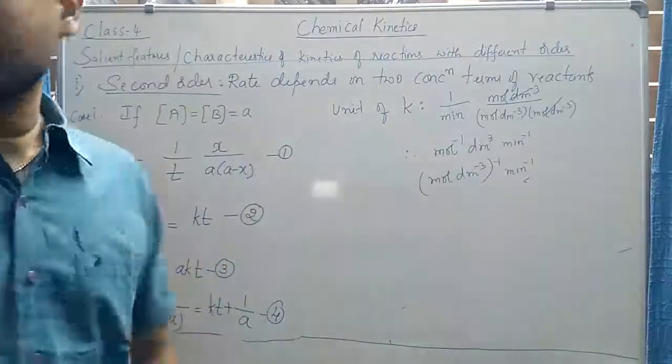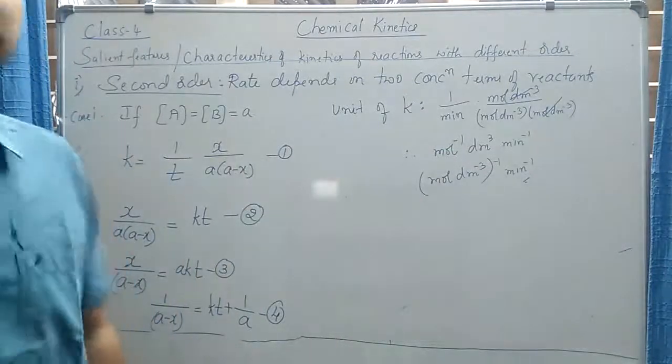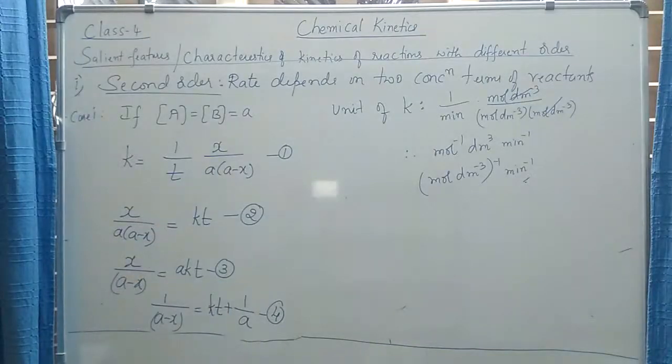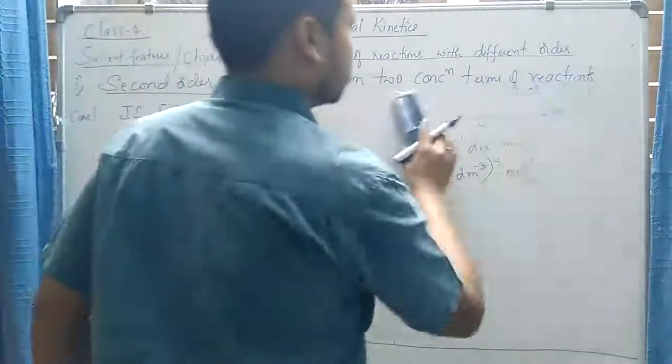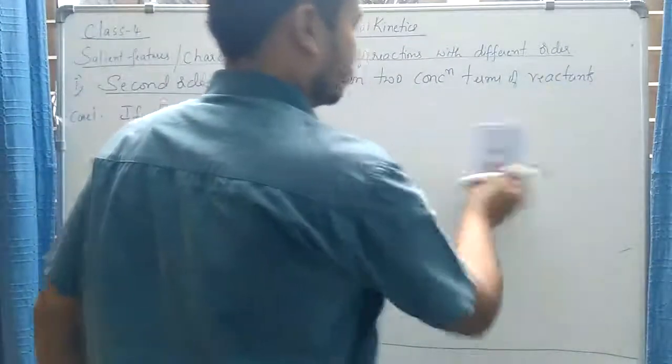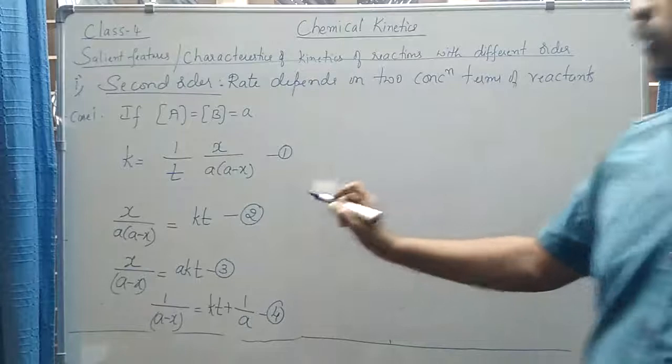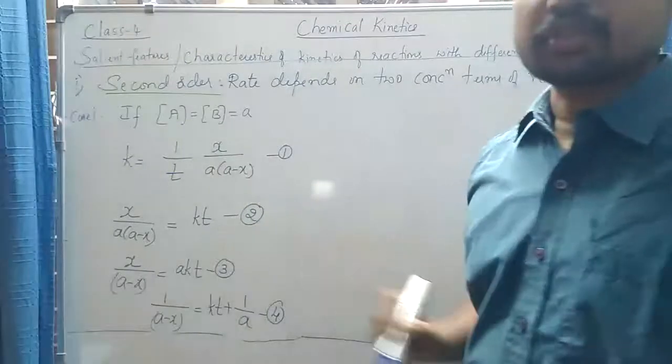So now we will try to plot these different equations 1 to 4 and see what are the characteristic graphs of a second order reaction. Okay, I will go a bit faster as these things are now very routine. So let me select equation 2 first.